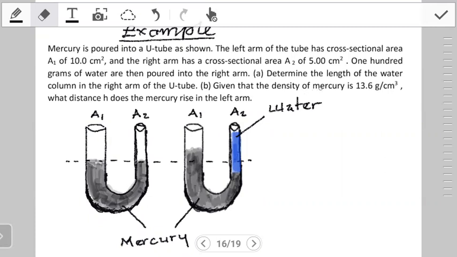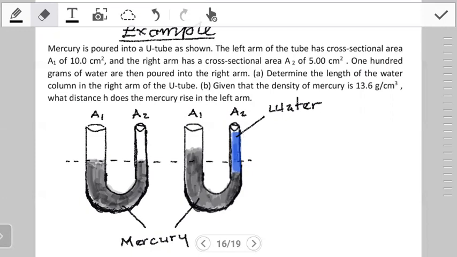In the first part, they want us to find the length of the water column in the right arm of the U-tube. So that is this part here. This is the column of water that has been added.